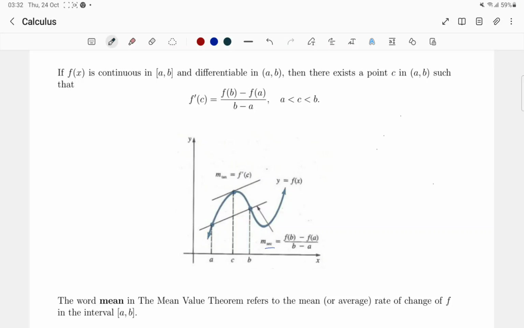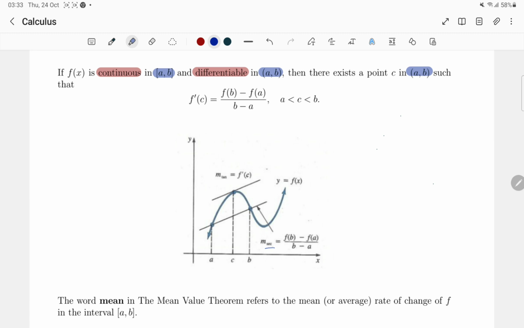This video is for the mean value theorem. The mean value theorem states that if f of x is continuous in [a, b] and differentiable in the open interval (a, b), then there exists a point c in the open interval (a, b) such that f prime of c is equal to f of b minus f of a over b minus a, for a less than c less than b.